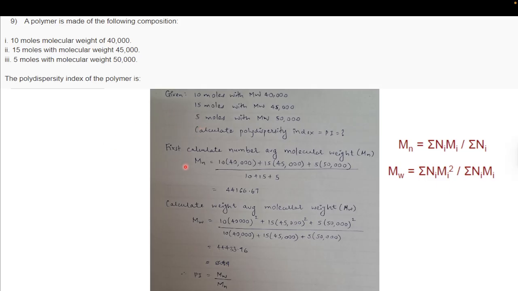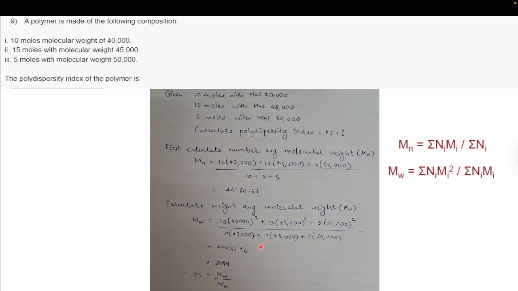We have to first calculate the number average molecular weight. This is nothing but an average of all the polymer chains that you have given here. So you just put it in this particular formula. You have 10 moles of the polymer which has 40,000 molecular weight. Then you have 15 moles of the polymer which has 45,000 molecular weight, and then you have 5 moles which has 50,000 molecular weight. To calculate the number average molecular weight, you just use this formula and then you'll get a value. Similarly, you have to calculate the weight average molecular weight, which is given by this particular formula, and then you'll get a value.